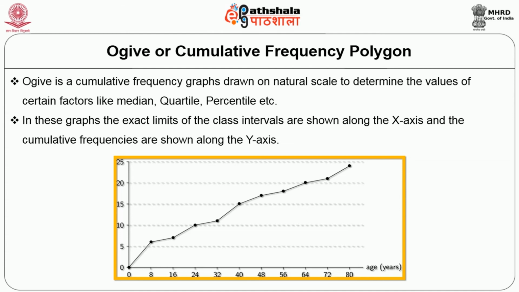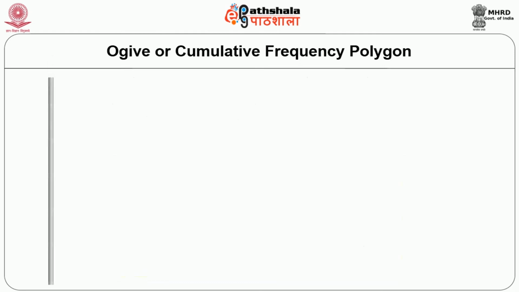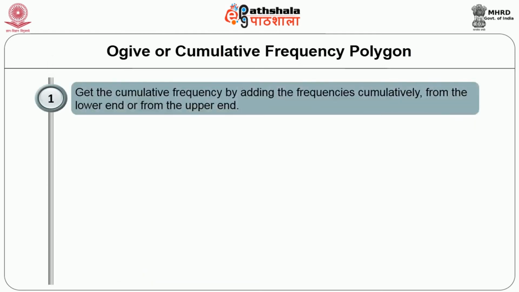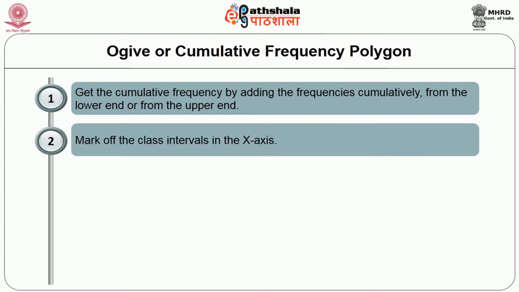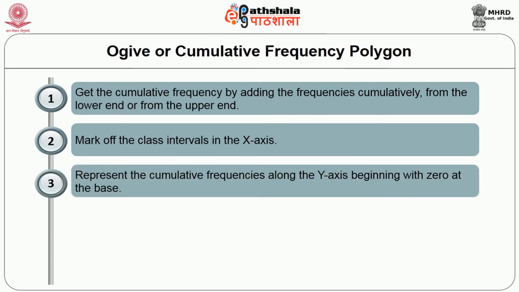Below are the steps to draw an ogive. Step 1. Get the cumulative frequency by adding the frequencies cumulatively from the lower end or from the upper end. Step 2. Mark off the class intervals on the x-axis. Step 3. Represent the cumulative frequencies along the y-axis beginning with 0 at the base.